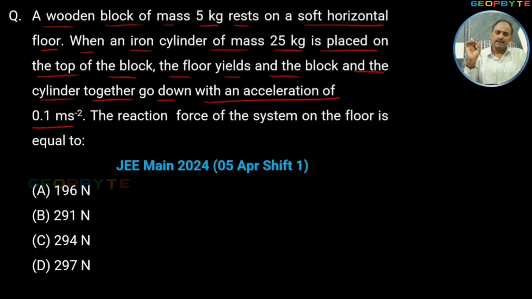A soft horizontal floor is there. Over that, first the wooden block is placed. Over the wooden block, the iron cylinder is placed. Since the floor is soft, the floor is yielding with an acceleration. That means by the time the floor is yielding, the block and cylinder are going down with an acceleration of 0.1 meter per second square. Then what is the reaction force of the system on the floor? Look at the different options.